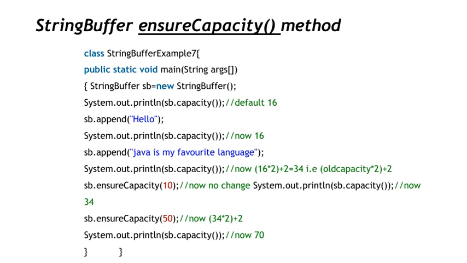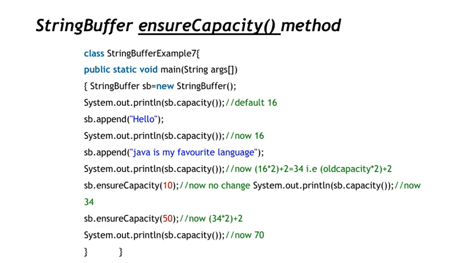the total length exceeds the current capacity. At this point, Java automatically increases the capacity using the formula old capacity times 2 plus 2. So the capacity jumps from 16 to 34. Now, when we call ensure capacity 10, we're specifying a minimum capacity of 10, which is less than the current capacity of 34, so no change occurs. The capacity stays at 34.